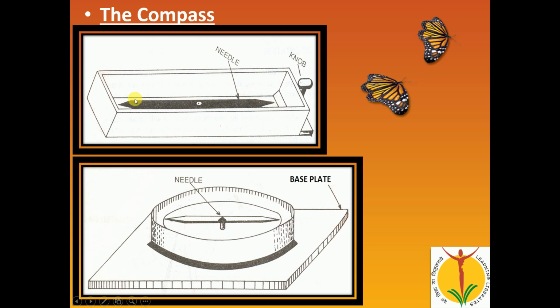With the help of this knob we can lock the needle. And second is a circular compass which is rested on the base plate, and this is a needle which is going to show you north and south. So this is about the compass used in plane table surveying.